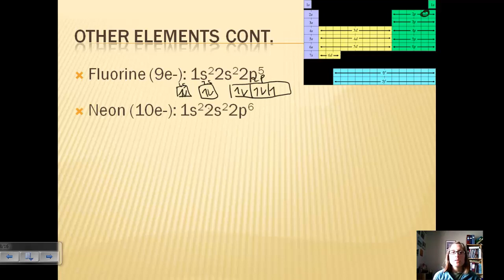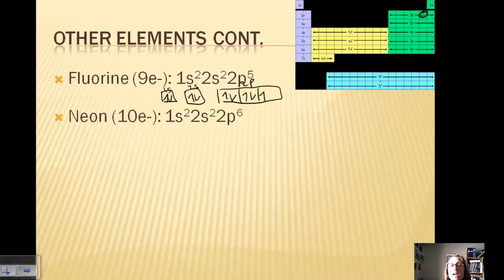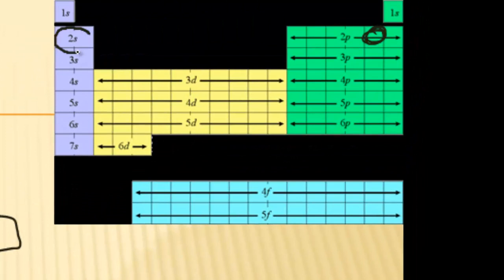Okay, let's look at neon, which is 1s2, 2s2, 2p6. You notice, I always know I have 2 electrons in 2s because if I count the number of elements that are located in the s, I have 2. If I look at the p's, there are 6 elements here, and I've got 6 electrons or 3 orbitals within the p. So neon is at the very end. It's a noble gas, and it's at the end of the 2p column.